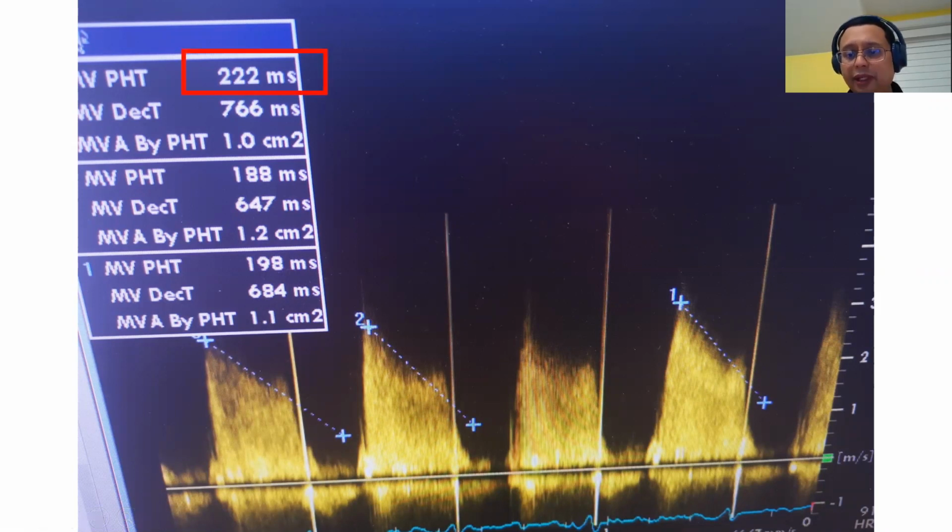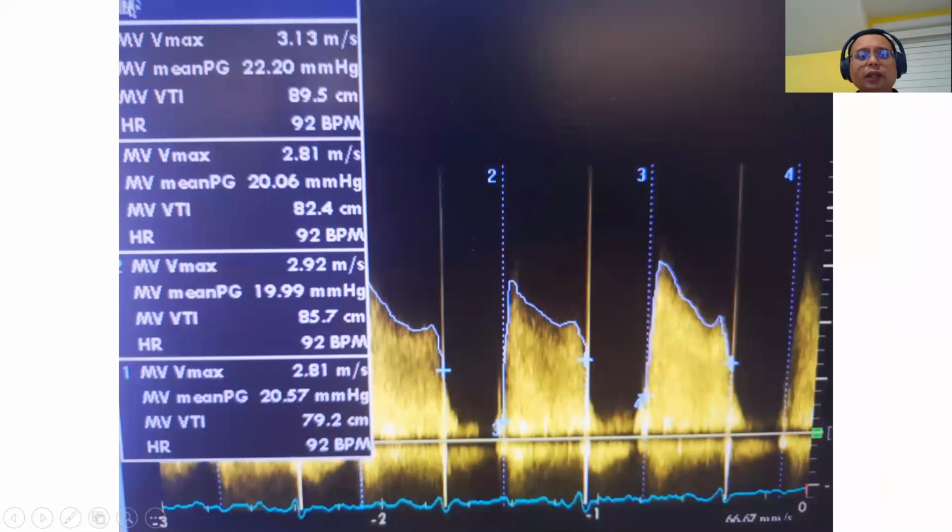So that is worrying. Okay. Now, if you look at the E velocity, the E velocity is way more than 1.9, more than 3. So that is also very worrying there. So this is the max velocity. You can see that the max velocity is 3. So you get the average, and you can see that the mean gradient is 20, way above 6 millimeter mercury.